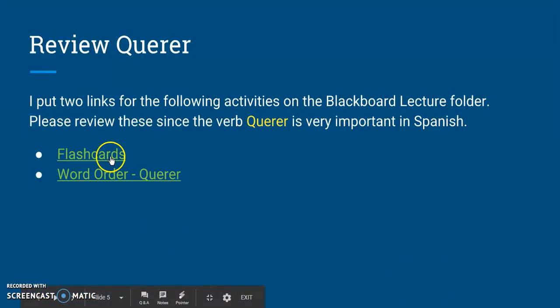The second one is word order, and it's just basically going to give you pieces of a sentence that have the conjugation of the verb querer, and you kind of just arrange them to form the sentence correctly. They also have a translation in English and some pictures to kind of help you understand what's going on. If you don't feel super comfortable with sentences, I strongly recommend you to work on this, and you can actually have an easy level or increase the difficulty.